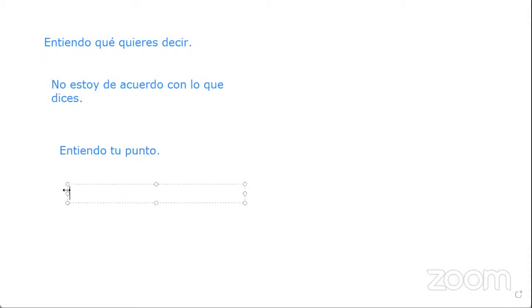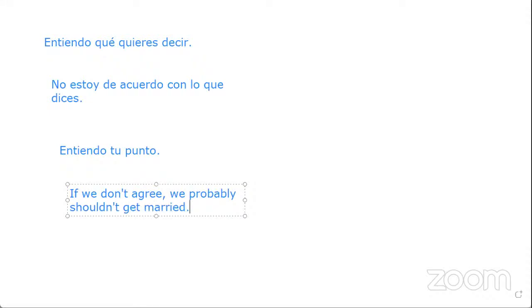I said if we don't agree, we probably shouldn't get married. That's a little extreme, but it is a disagreement. So what would you say to somebody if I said, let's get married? What are the expressions that we would use in English or Spanish to say we don't agree about something?